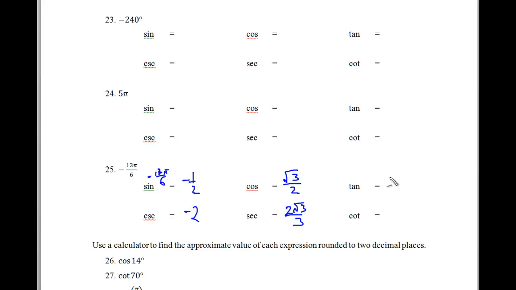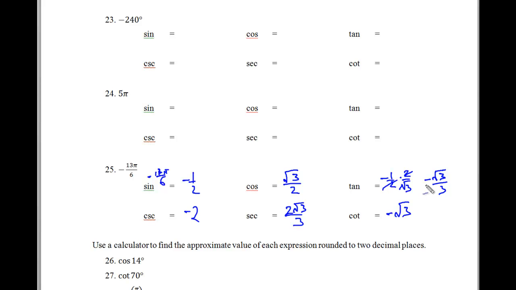Then we do our tangent. Our tangent, again, if you don't have it memorized, you take your y and divide it by your x. Here's your x, which gives you negative 1 over square root of 3, which will then simplify to negative square root of 3 over 3. Our cotangent is the flip of this, which is going to be negative square root of 3. And again, I'm just not showing all the work there.